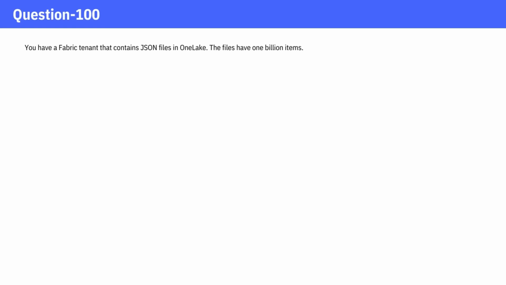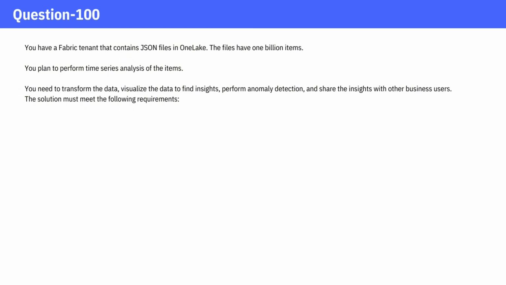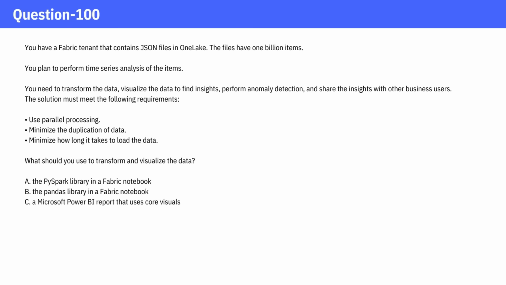Question 100. You have a Fabric tenant that contains JSON files in OneLake. The files have 1 billion items. You plan to perform time series analysis of the items. You need to transform the data, visualize the data to find insights, perform anomaly detection, and share the insights with other business users. The solution must meet the following requirements. Use parallel processing. Minimize the duplication of data. Minimize how long it takes to load the data. What should you use to transform and visualize the data?